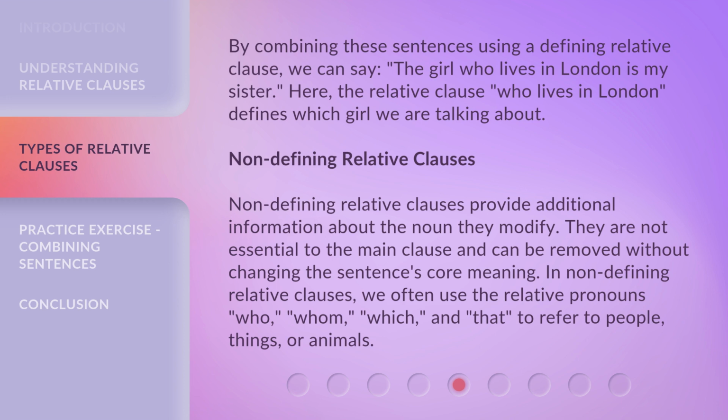Non-defining relative clauses provide additional information about the noun they modify. They are not essential to the main clause and can be removed without changing the sentence's core meaning. In non-defining relative clauses, we often use the relative pronouns who, whom, which, and that to refer to people, things, or animals.